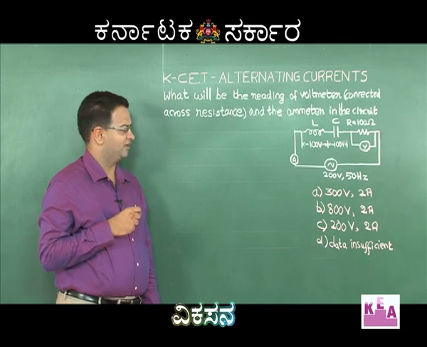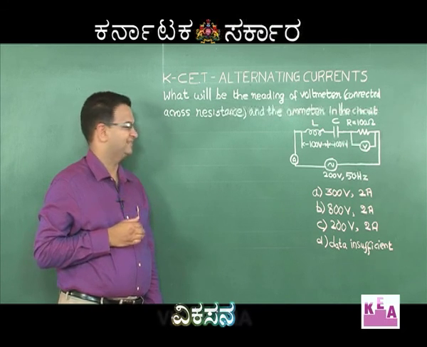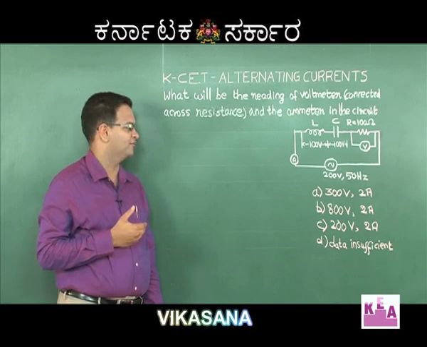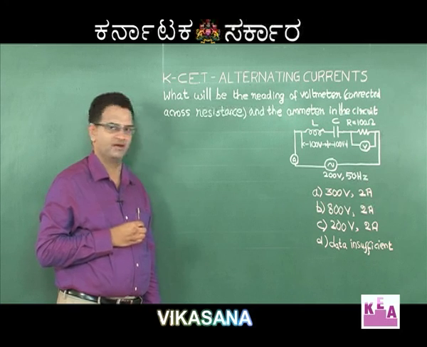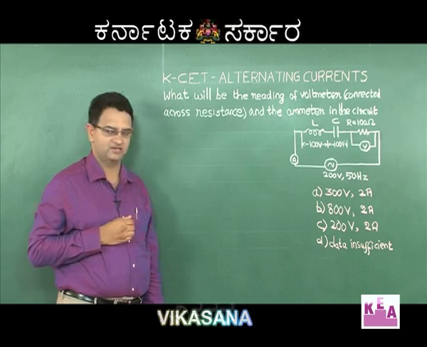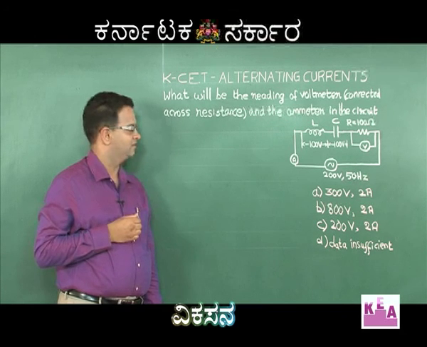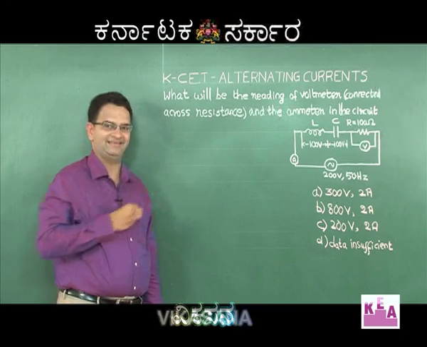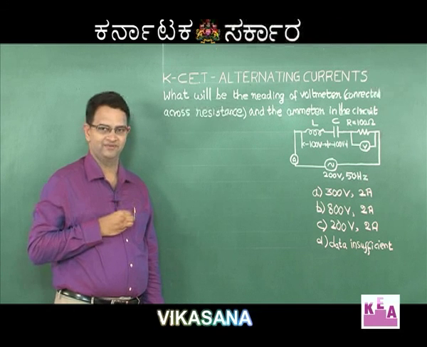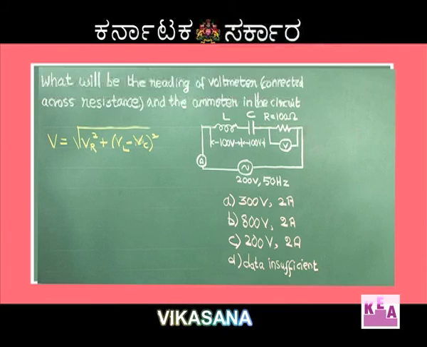Current is nothing but voltage by resistance. So, 200 volts divided by 100 ohms, therefore 2 amperes of current will be the right answer. So, 200 volts and 2 ampere will be the correct option. This we can do mentally itself. However, if you want to solve it using an equation, we know some equation here.